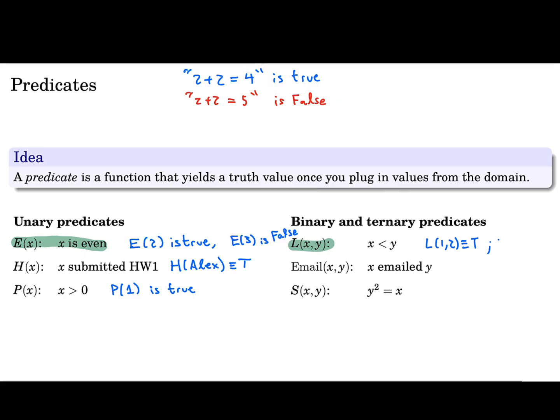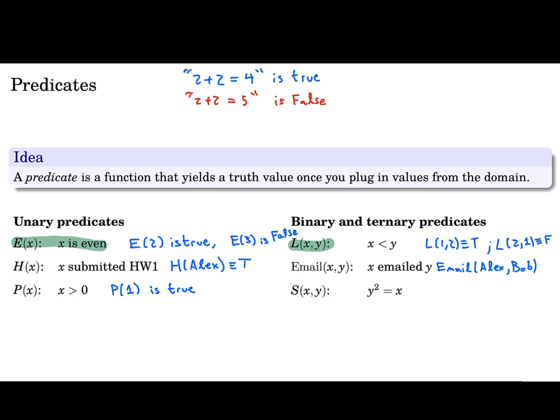whereas L of, let's say, 2, 1 will be false, right? Why? Because 1 is smaller than 2, but 2 is not smaller than 1. And you can have something like email of x, y, so you could have this predicate of did Alex email Bob? And this will be true if Alex emailed Bob, and false otherwise.